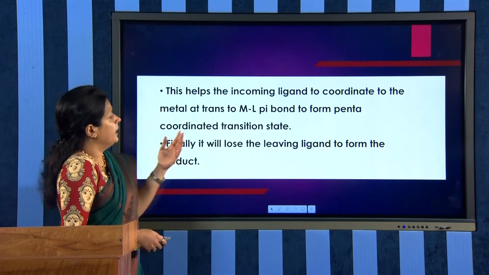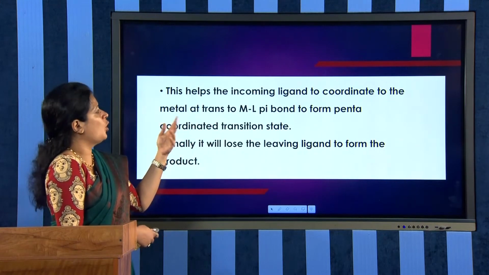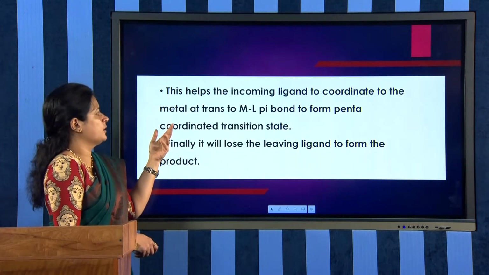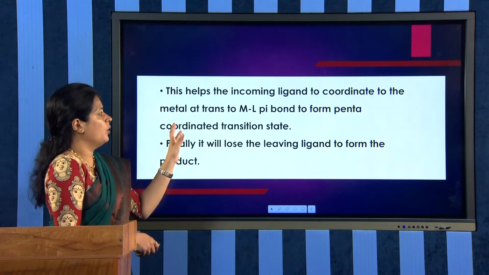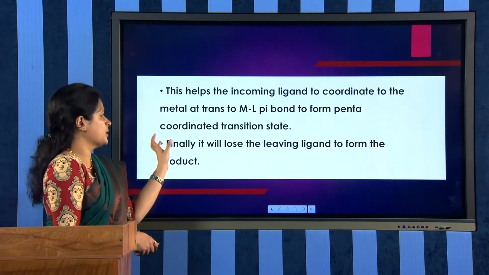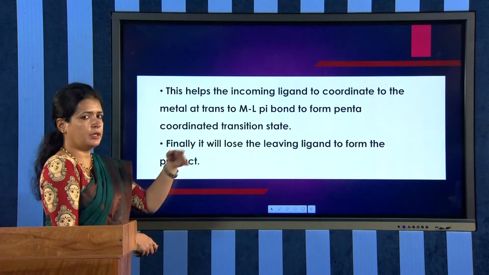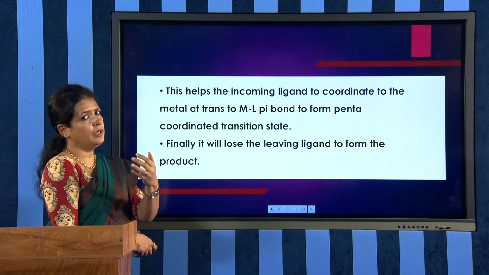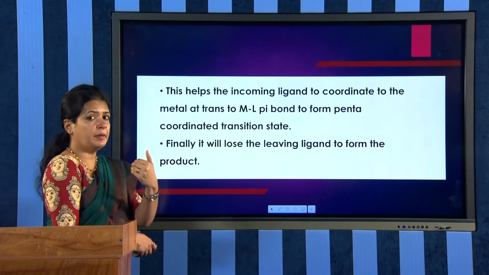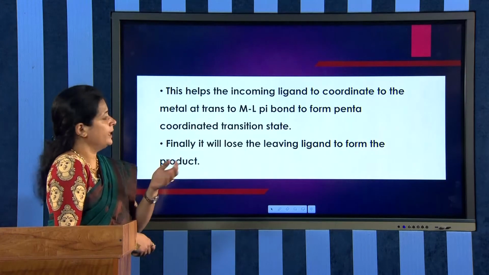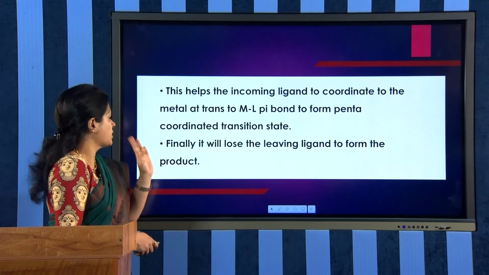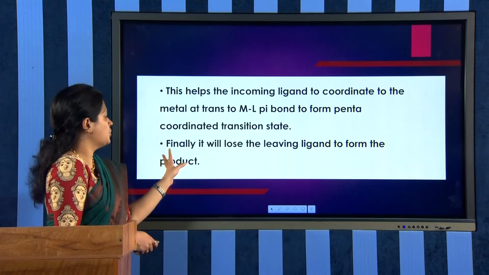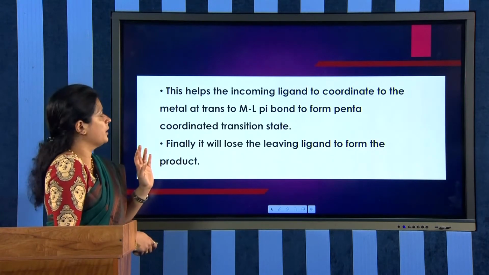This helps the incoming ligand to coordinate to the metal trans to the metal-ligand pi bond to form the pentacoordinate transition state, and this is how it explains the mechanism. It facilitates the incoming ligand to enter the complex and form the product. Finally, it will lose the leaving ligand to form the product. That is what is happening. Okay.